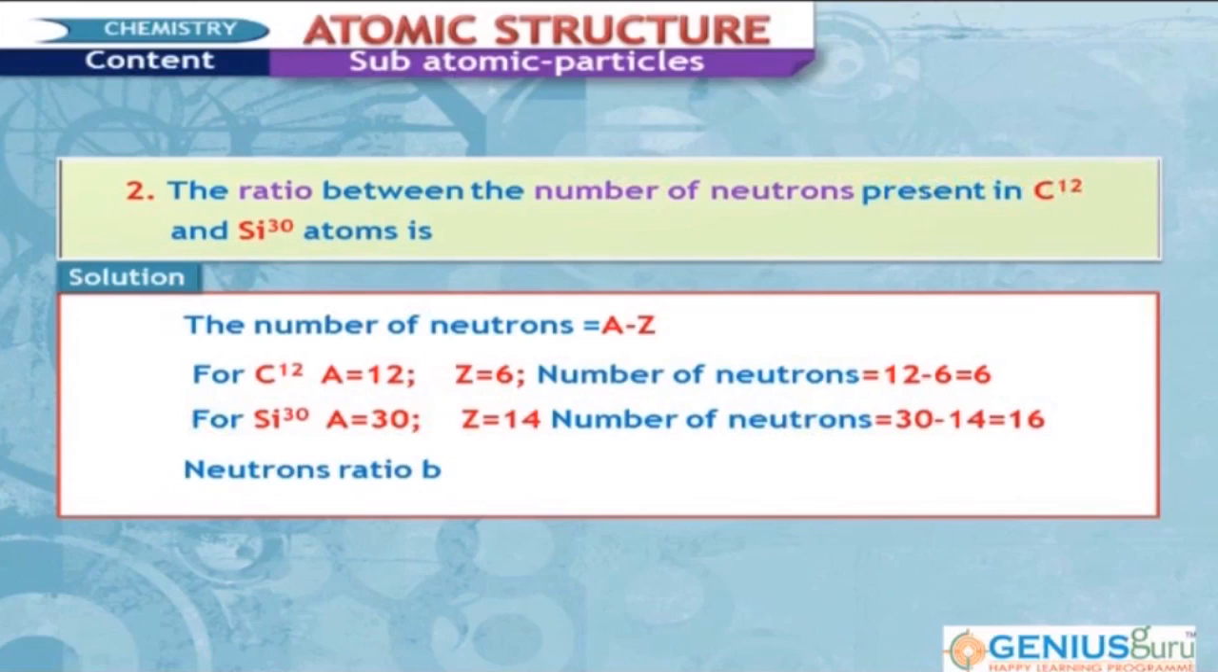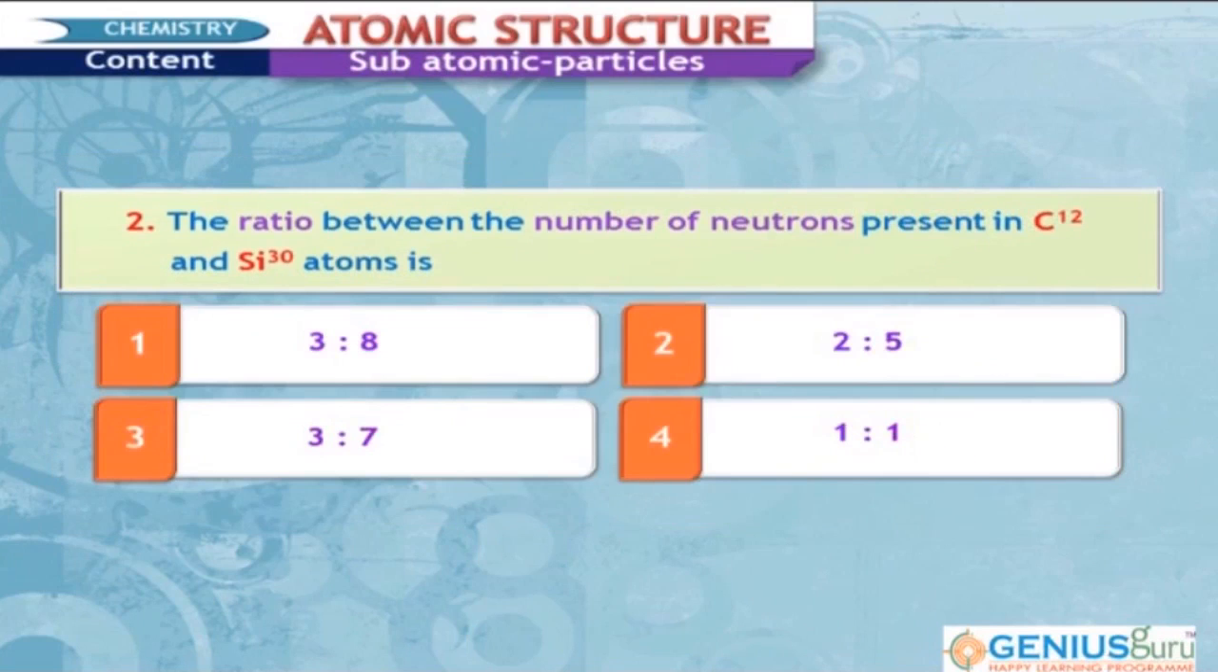The neutron ratio between C12 and silicon 30 is 6:16 or 3:8. This is obtained after cancelling 2 in both. So therefore, the correct option is 1.